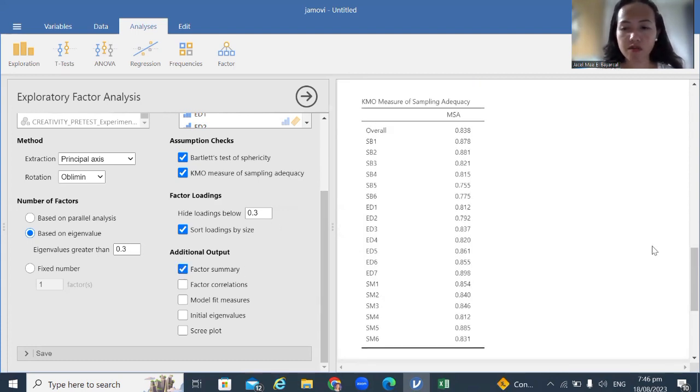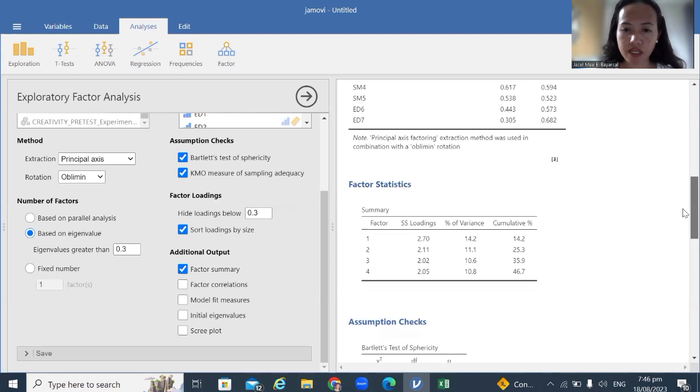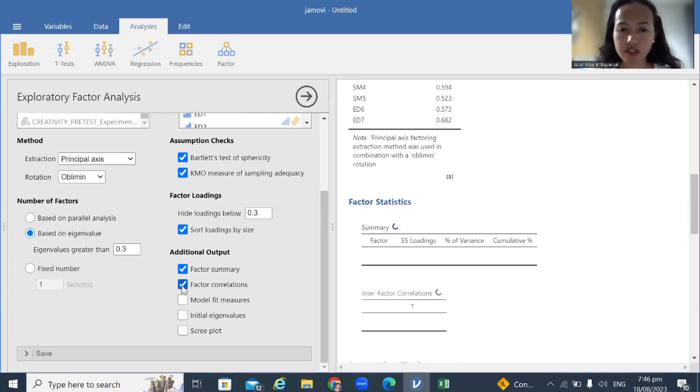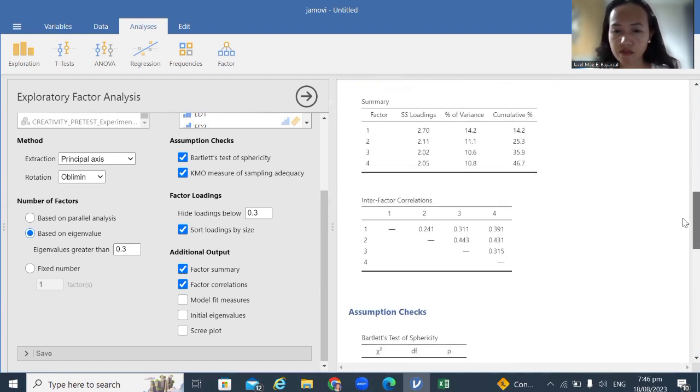So we will check the factor summary. This one is the factor summary. So factor 1, 2, 3, 4, the four factors. This is the loadings, the variance, and the cumulative percentage. Factor 4 has the highest cumulative percentage among the four factors. Then for factor correlations, we'll just check this one. For factors 1 and 2, they have 0.41, 0.43, and 0.4.